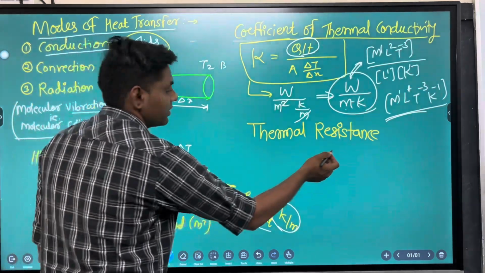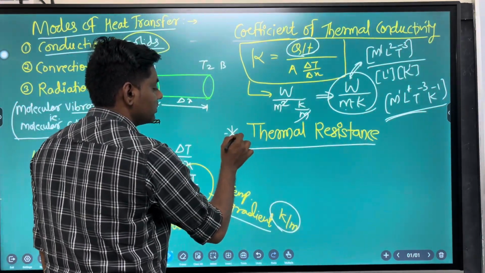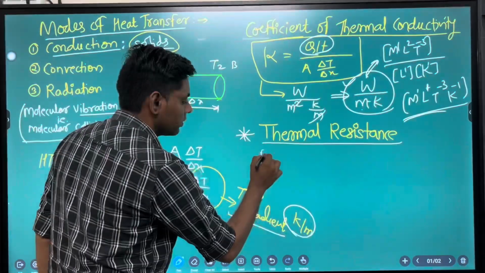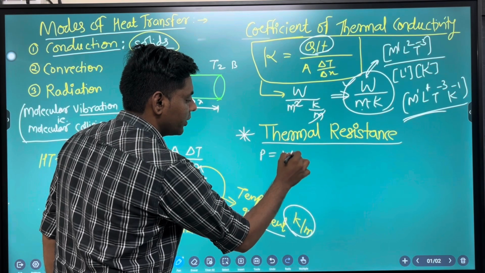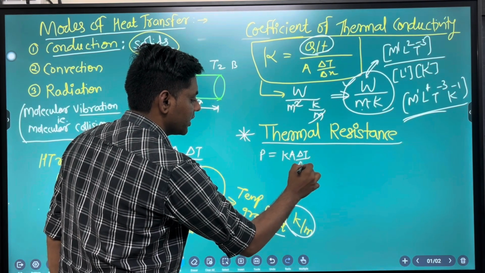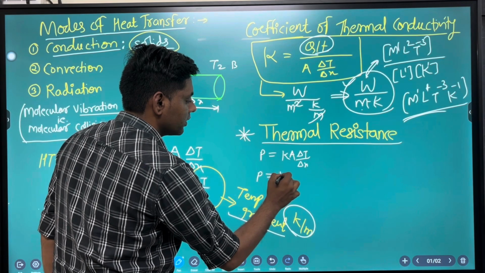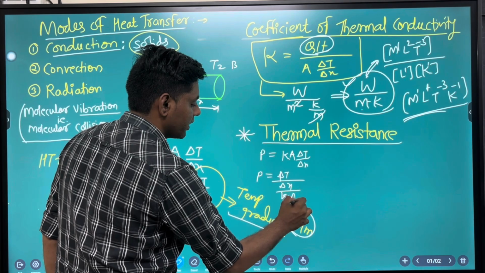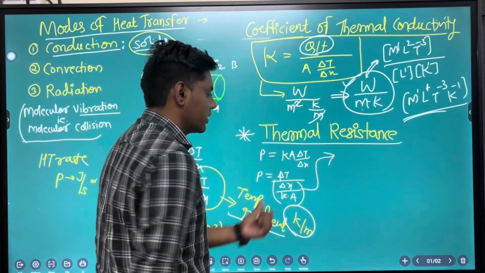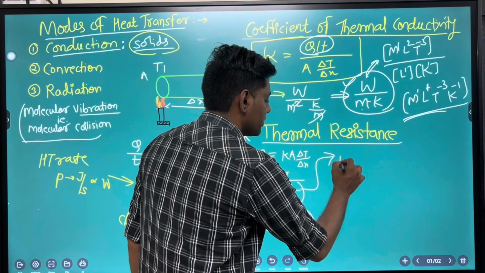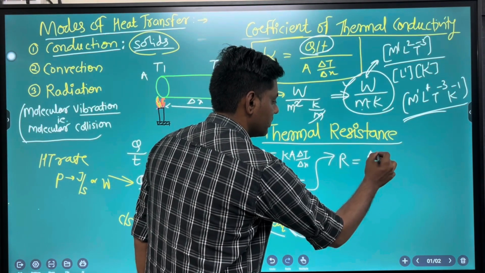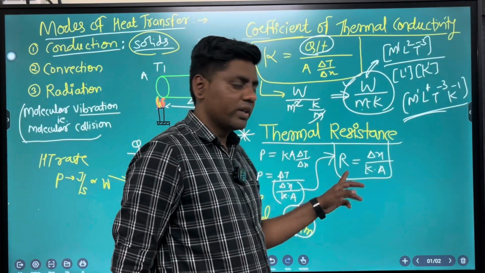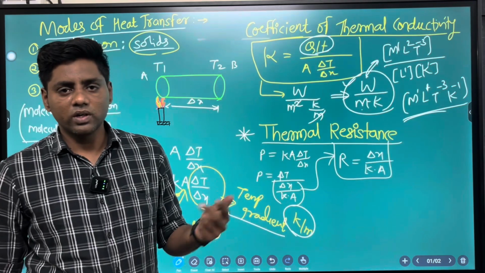Next, thermal resistance, very important. For thermal resistance, we can write Q by T equal to P. Therefore P equals K into A delta T divided by delta X. Therefore we can write delta T equals P into delta X divided by K into A. The denominator term is called thermal resistance. It is denoted by capital R, so we can write the formula. Remember the formula. Now it is required for solving numericals as well as for MCQs.